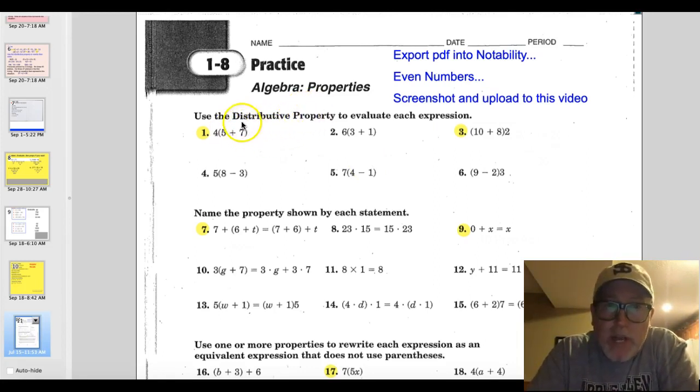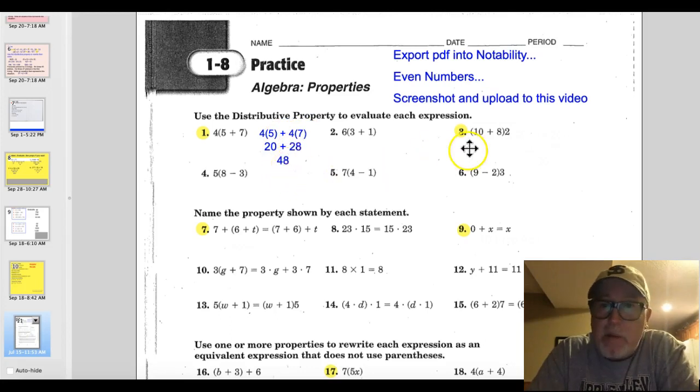So I'll do some of the odd problems here. In this one, you're using the distributive property to evaluate each question. I'm going to rewrite this and call this 4 times 5 plus 4 times 7. Here's 20 and 28. Gives me my 48. Same thing over here. It's just kind of a distributive property backwards. Here's my 2 times 10. Here's my 2 times 8. 20 plus 16, 36.